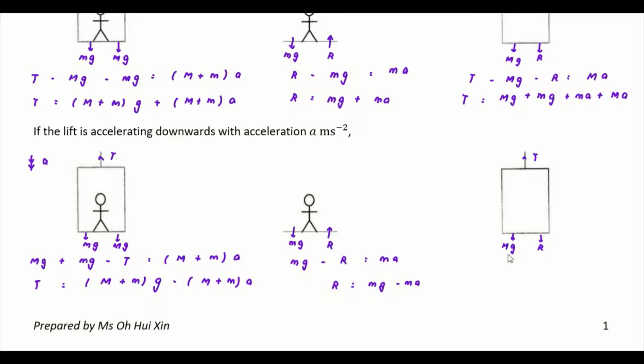Same thing here. So the Mg plus the normal reaction, then minus the T is equal to big Ma. Let's substitute some of the things that we have. So we can see mg minus mg, sorry, this is plus, minus of ma, minus T equal to Ma. When we rearrange it a bit, the T will be equal to (M plus m)g, minus, same thing, (M plus m)a. All right, so that's the idea.